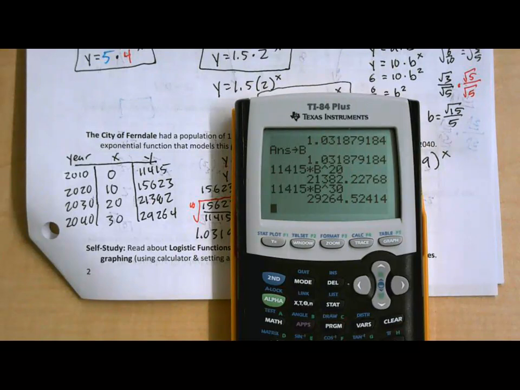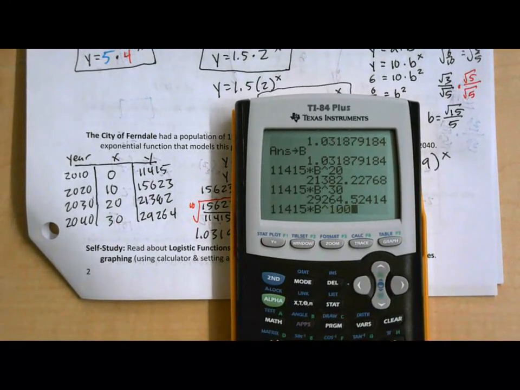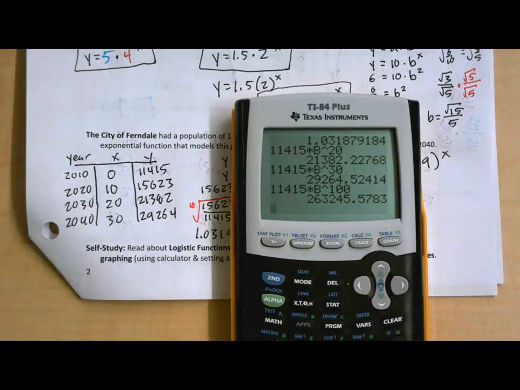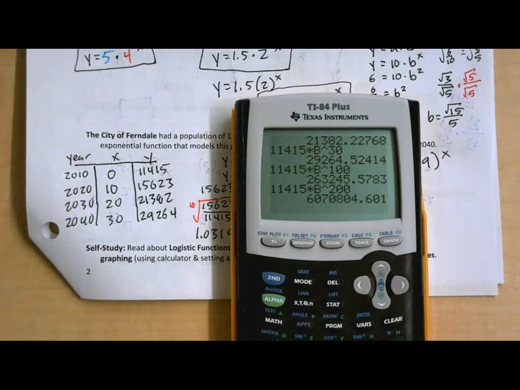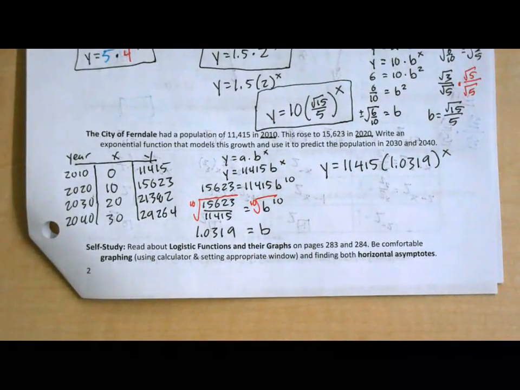All right. Other questions? We're super close. I got another big question for you. Is Ferndale actually going to keep growing exponentially? If you guys come back here 100 years from now, do you expect that there's going to be 263,000 people living here? If you come back here 200 years from now, do you expect that there are going to be 6 million people living in Ferndale? No, okay? Because it turns out exponential growth doesn't happen without bounds.